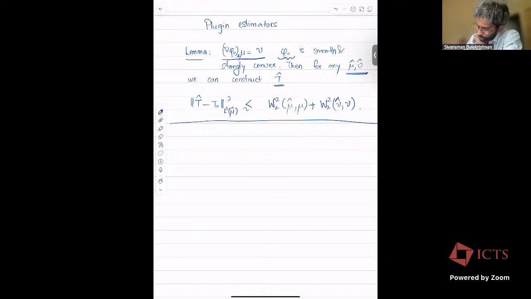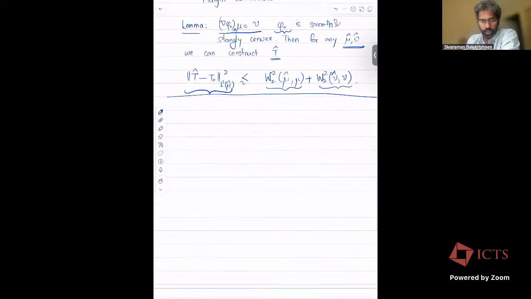And that transport map will have this property that its distance to the truth will be upper bounded by the Wasserstein distance between mu hat and mu and nu hat and nu. So as long as you can estimate the two distributions well in the W2 squared sense, you will also estimate the transport map well. So this is just saying that this optimal transport program is very stable to perturbations of its arguments as long as these perturbations are small in the Wasserstein sense. Okay, so let me pause here and see if there are questions. Otherwise, we'll jump into some new things.